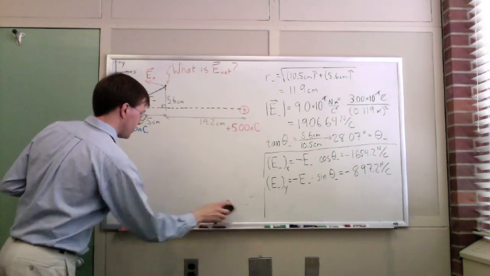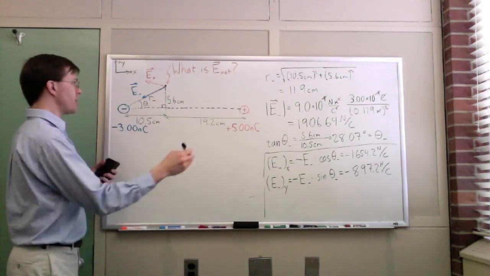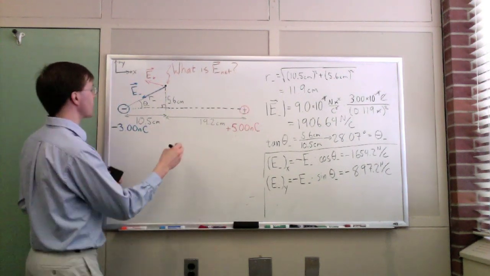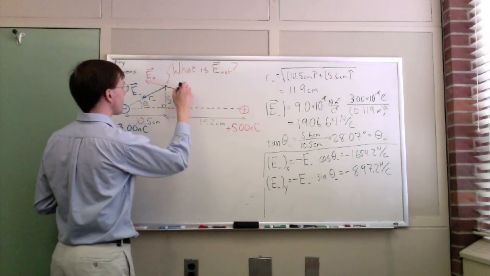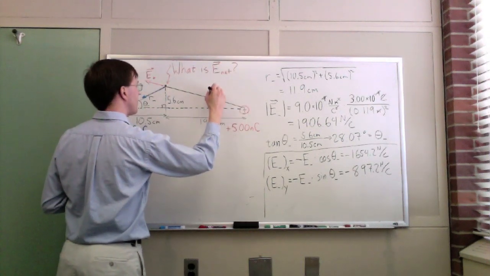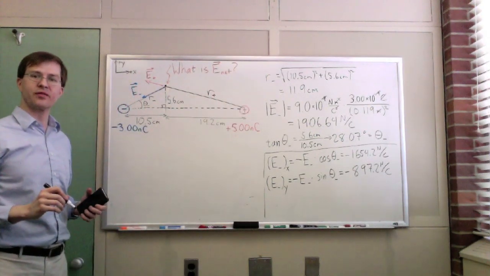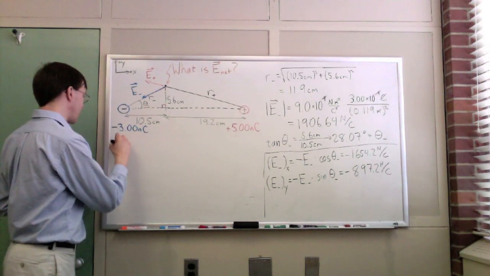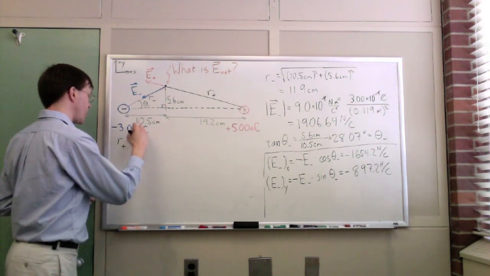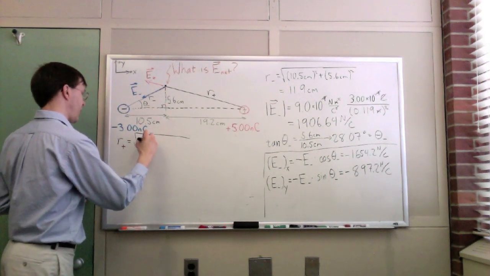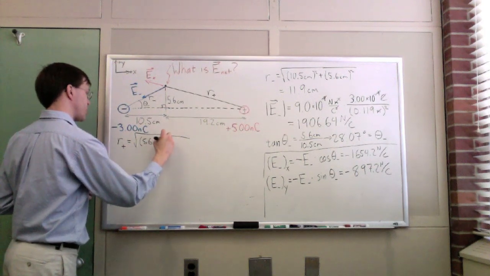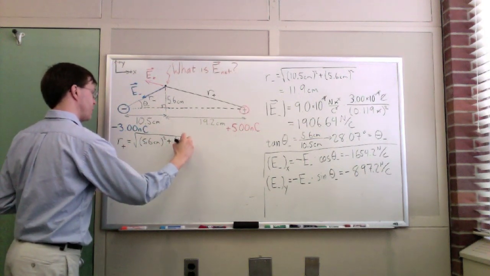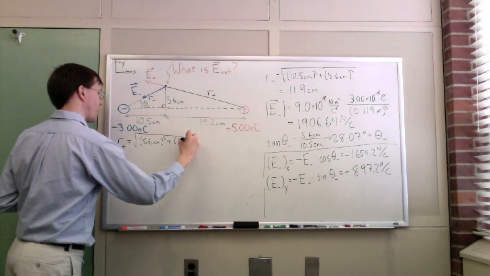Let's try it out. Okay, so same thing. We start out by finding the distance. Where's my distance? Well, it looks like here is my r plus. There's my distance from the positive charge. Let's work it out. R plus is equal to the square root of 5.6 centimeters squared plus 19.2 centimeters squared.